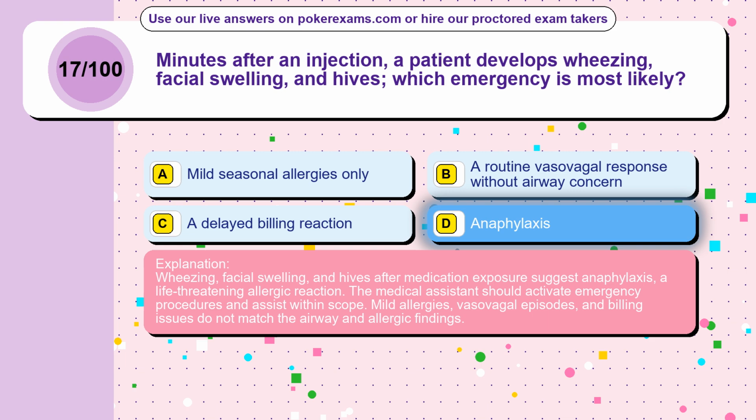Wheezing, facial swelling, and hives after medication exposure suggest anaphylaxis, a life-threatening allergic reaction. The medical assistant should activate emergency procedures and assist within scope. Mild allergies, vasovagal episodes, and billing issues do not match the airway and allergic findings.